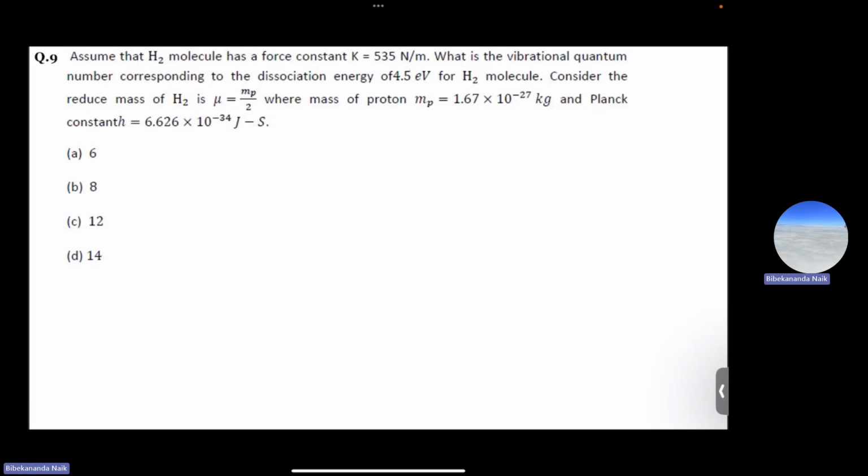Basically in this question the force constant is given and we need to find out the vibrational quantum number, that is small v, which will correspond to the dissociation energy of 4.5 electron volt for hydrogen molecule. And we have to consider the mass of hydrogen molecule. The reduced mass of hydrogen molecule is Mp by 2. This Mp is the mass of proton, which is 1 amu or 1.67 into 10 to the power minus 27 kg, and the Planck's constant is also given. So I'll give you a few minutes to try this, then we will discuss.